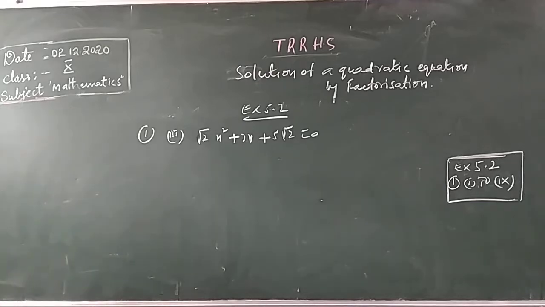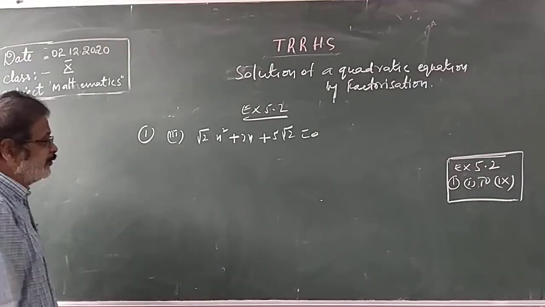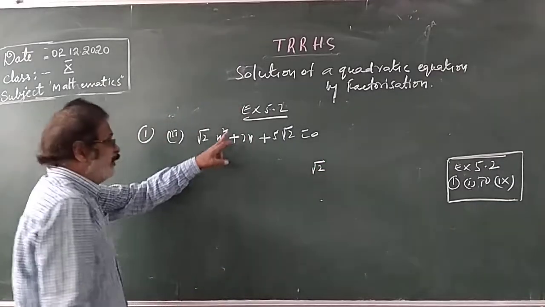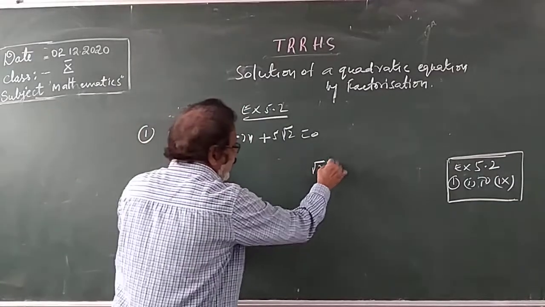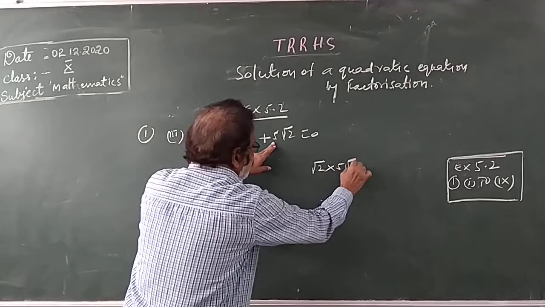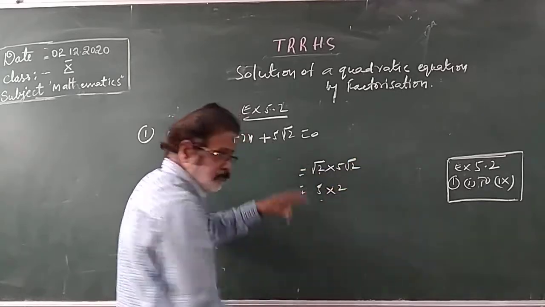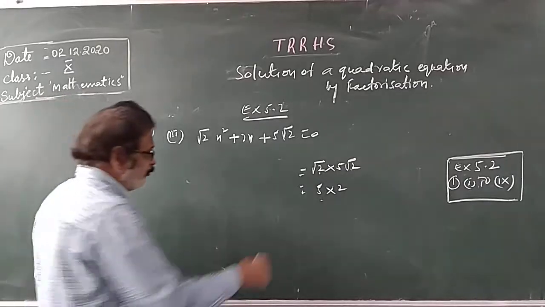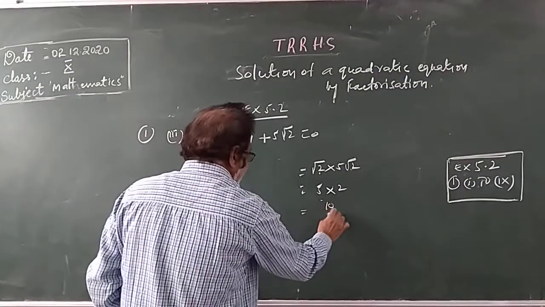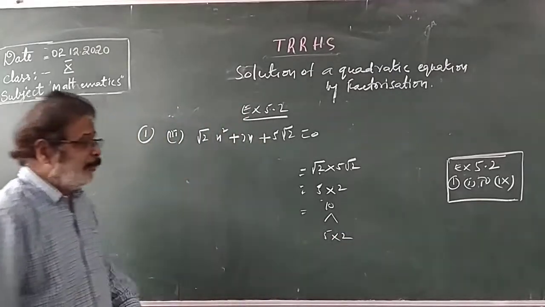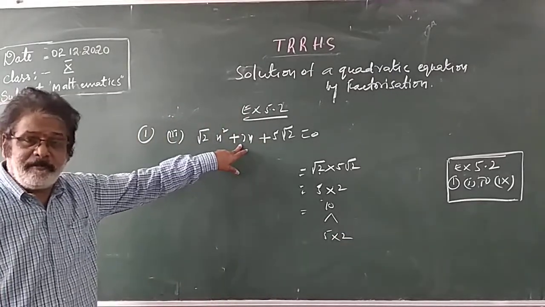Just factorize. What is the factorization rule? Multiply the second degree coefficient, root 2, and the constant, 5 root 2. So 5 into root 2 into root 2, root 2 into root 2 is root 4, root 4 means 2. 5 twos are 10. Split 10 into factors such that the sum of them equals the middle term coefficient, 7.